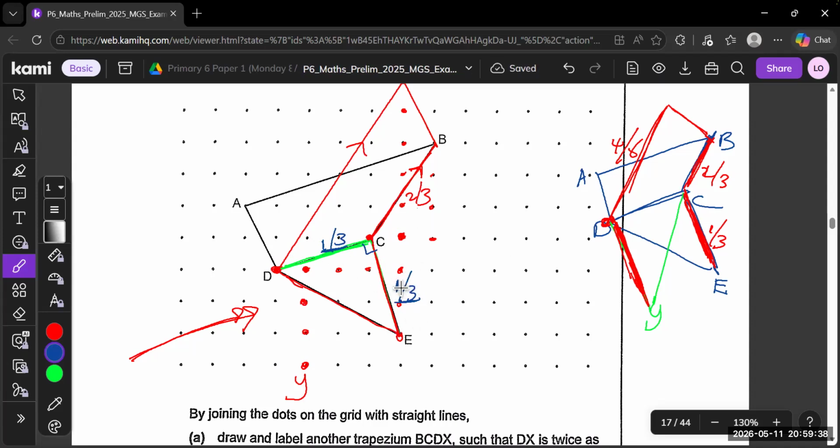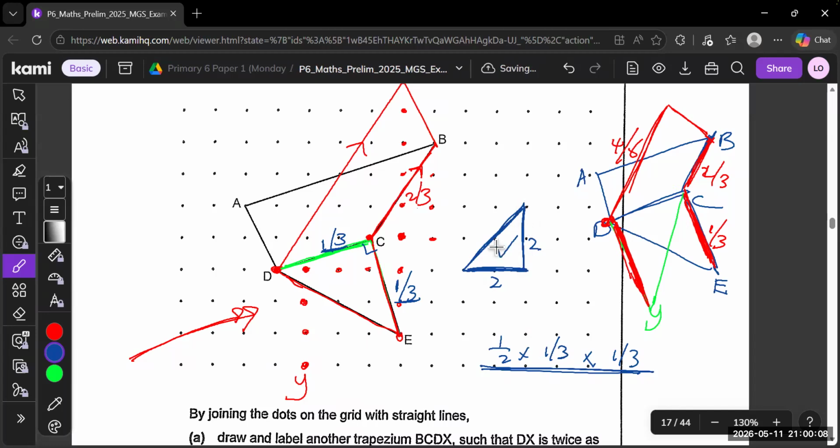But can we find the area? Are you going to take half times base times height? This is the reason why we can't find the area, because the lines are not horizontal, they are not vertical. If the triangle is like this, for example, can we find the area? Of course we can. Half times 2, because the base is 2 units and the height is 2 units. We can find the area for this triangle. But this triangle, we cannot find the area because it's slanted.